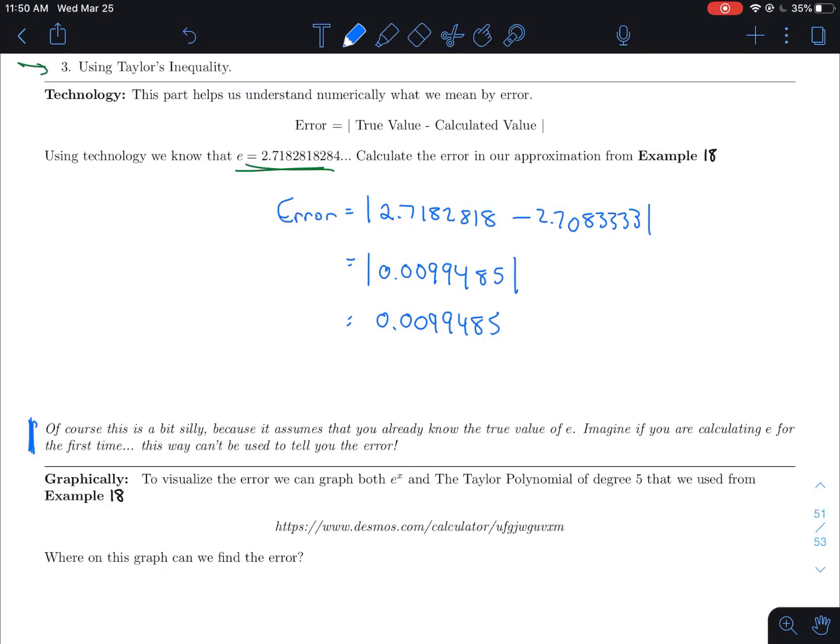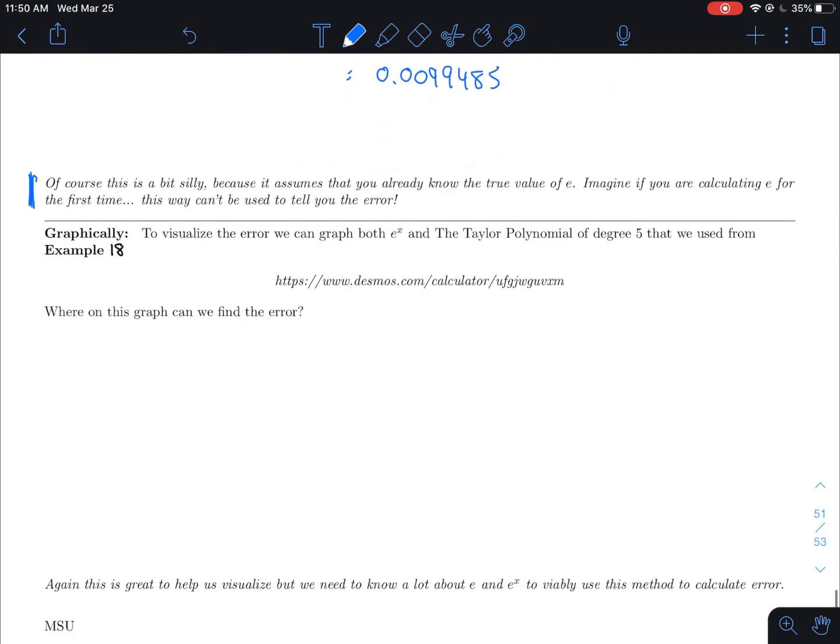You would need to know with great precision what the thing is you are approximating. That kind of defeats the purpose of the problem. Okay, so this one's kind of out.